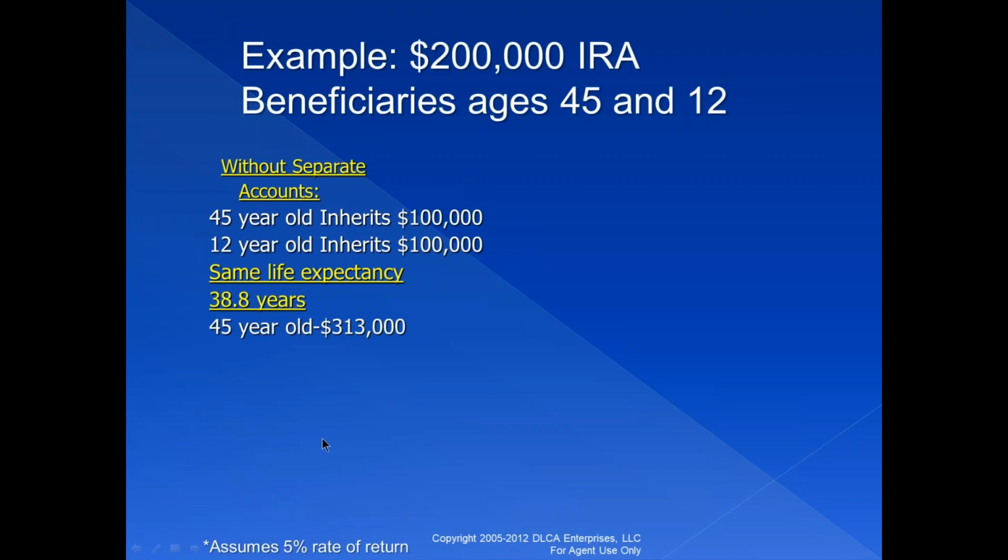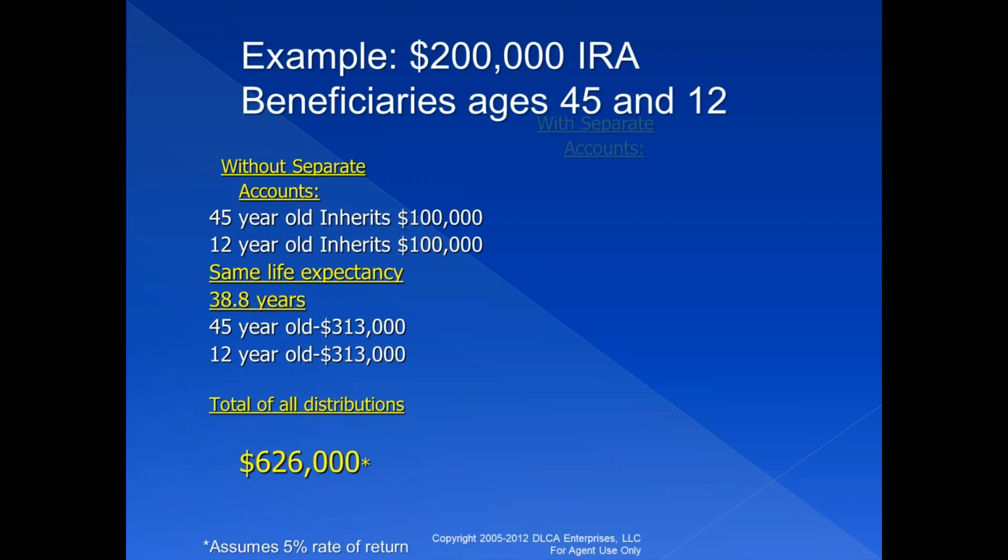So over that shorter life expectancy of 38.8 years, that $100,000 at a 5% rate of return will pay out $313,000. Now, the grandson, even though he has a much longer life expectancy, is having to use the life expectancy of the mother. So the 12-year-old is going to get the identical payment. Total of all distributions from that $200,000 IRA is $626,000. And when you look at that, hey, that's a pretty good deal.